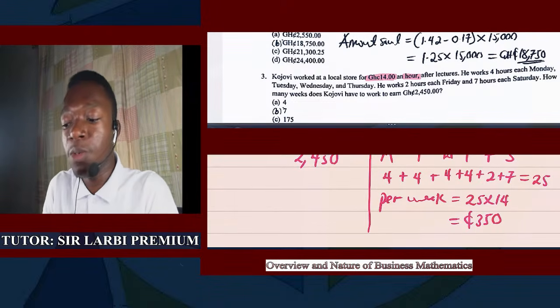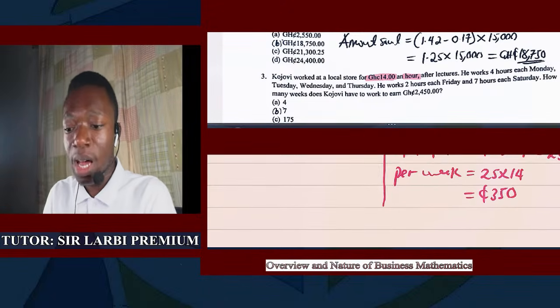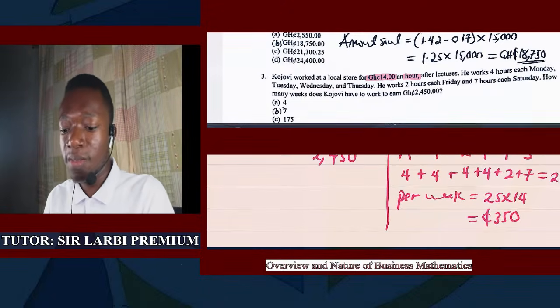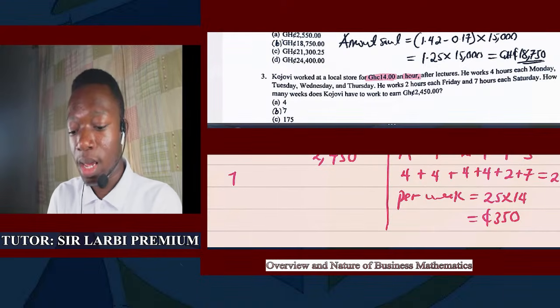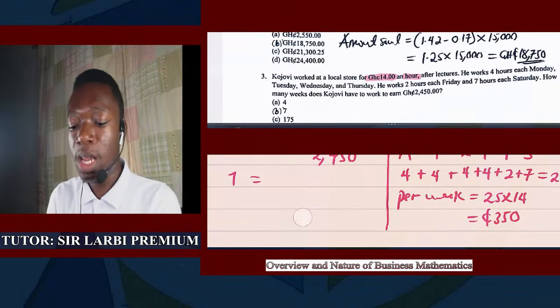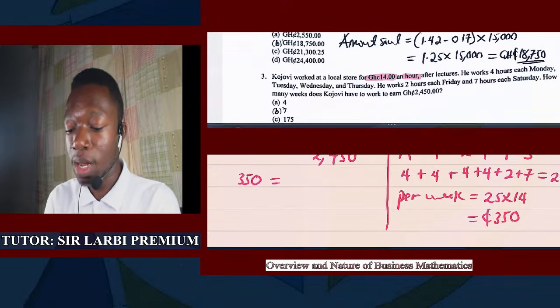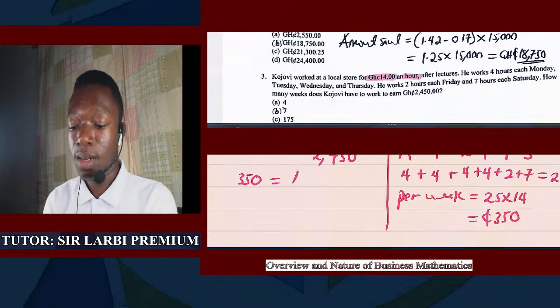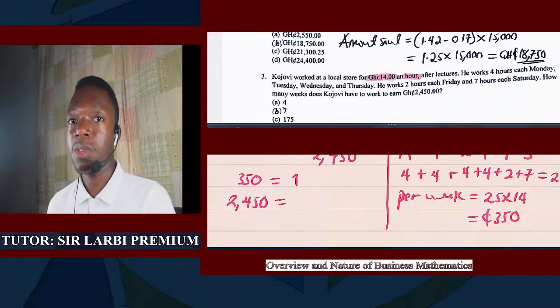So once we know the amount of money that he earns every week, we can start with our proportion. If more, less divide. So we come back and say that, okay, if 350 Ghana cedis is equal to 1 week, then what will be 2,450? That is a simple trick in here.